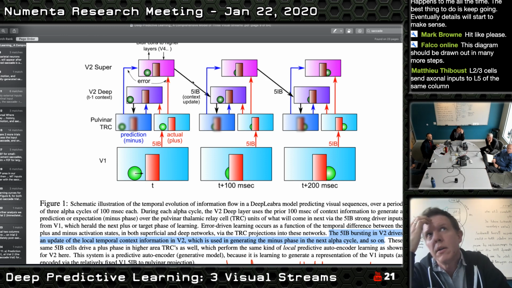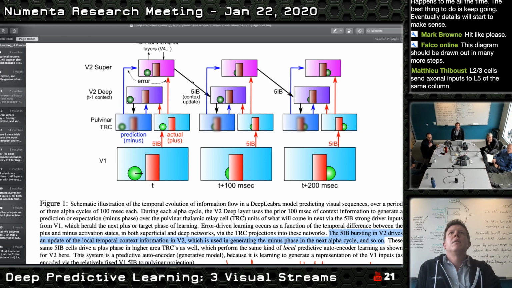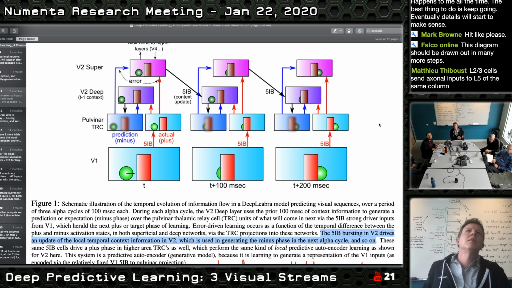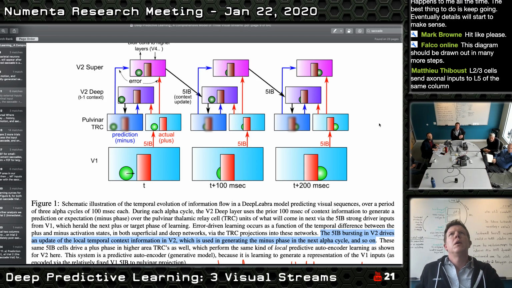It's funny because this whole thing is about the thalamus, but they're not showing that driver going to the thalamus. That's weird, huh? Maybe that's how they signal that, but it's funny because we have the picture of the thalamus. The whole point is showing these connections to the thalamus, and it even says drive a plus phase in higher area TRCs, which is the thalamus. Well, they got the pulvinar layer down there, but they're not showing the black arrow going through that. This doesn't make sense.